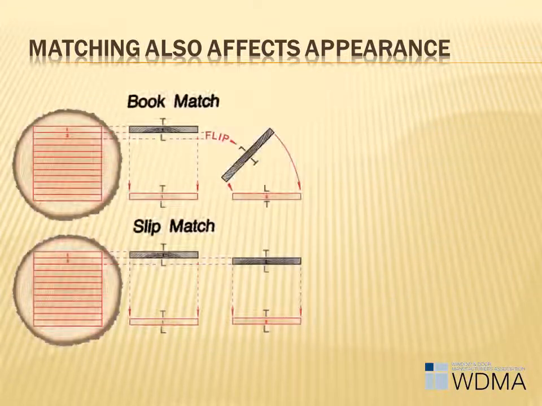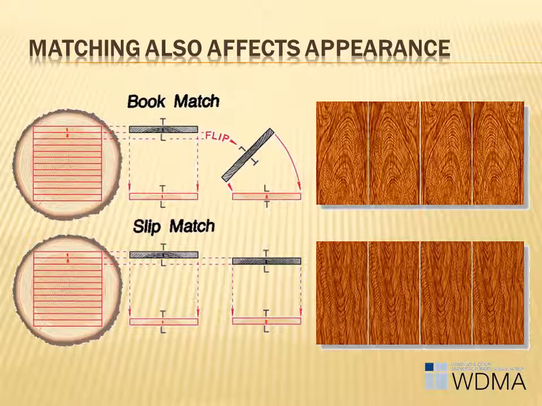Not only the veneer cut, but also the way the individual veneer leaves are matched and assembled into a door face affect the appearance of the door. Two types of matches are normally specified for door veneer faces: book matched or slip matched.